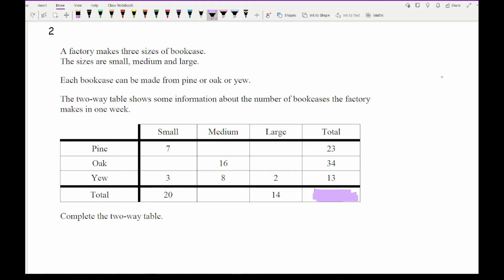So 23 plus 34 plus 13 gives me 70. So the grand total is 70. And again, how I've worked that number out is 23 plus 34 plus 13. So now I've worked this number out, I can now work out what the total number of medium bookcases is going to be. And again, how do I work that out? Well, I know that the grand total is 70, and I need to take away the 2 other sizes of bookcases, which is 20 minus 14. So 70 take away 20 take away 14 gives me an answer of 36.